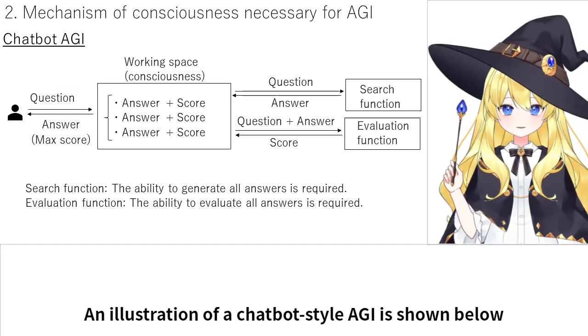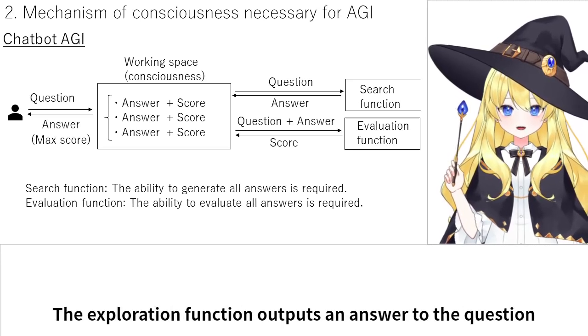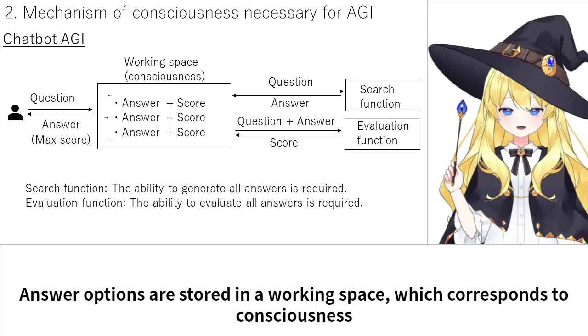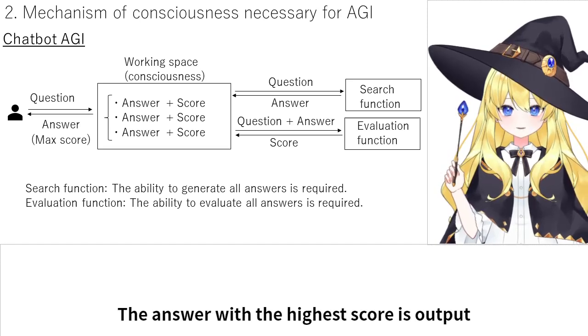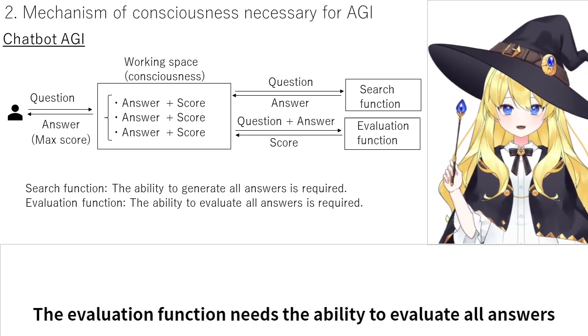An illustration of a chatbot-style AGI is shown below. The questioner inputs a question. The exploration function outputs an answer to the question. The evaluation function outputs a score for the question and answer. Answer options are stored in a working space, which corresponds to consciousness. The answer with the highest score is output. The exploration function needs the ability to generate all answers. The evaluation function needs the ability to evaluate all answers.